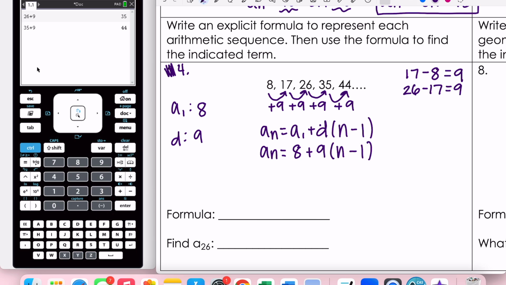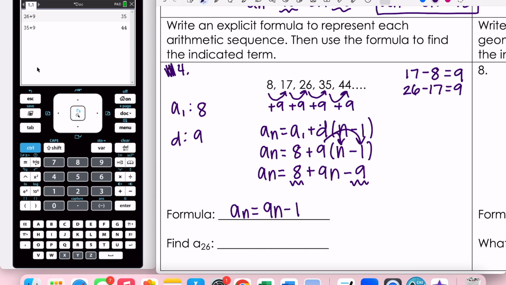Next step is to distribute. We have 8 plus distributing 9 times n, which is 9n, and 9 times -1, which gives us -9. From here, our next step is to combine like terms. 8 minus 9 is going to give us -1. So here we have a sub n equals 9n minus 1.